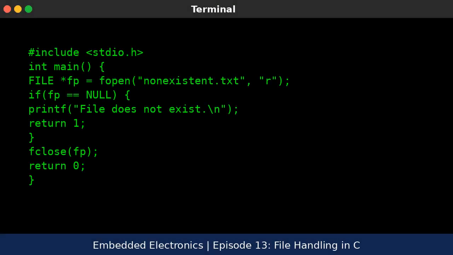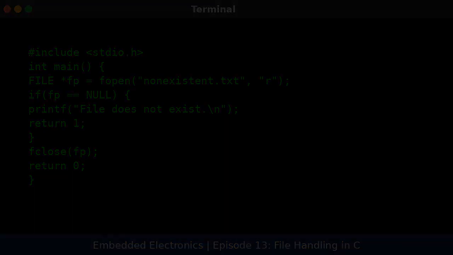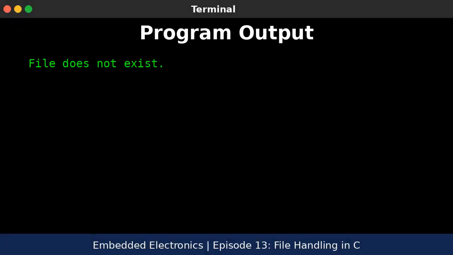This program attempts to open a file that does not exist and checks if the file pointer is null to handle the error. The output of example 4, checking file existence, is as follows. File does not exist.